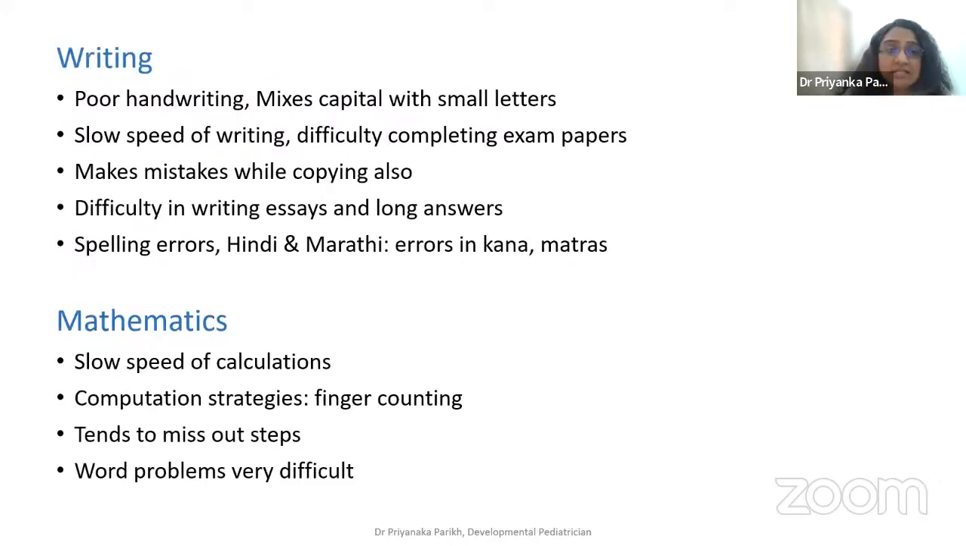Now, looking at his writing samples, the handwriting was quite poor. A lot of mix of capital and small letters was seen, the punctuation was poor, and the speed of writing was slow. And this also reflects in his not being able to complete his exam papers. And even while copying, because one would feel that, okay, you have a word, at least you can copy it, right? But even then you see mistakes while copying, either from the board or from somebody else's book. And this child would not prefer to write essays and long answers. So all those long answers would be finished off very briefly, in just a few sentences.